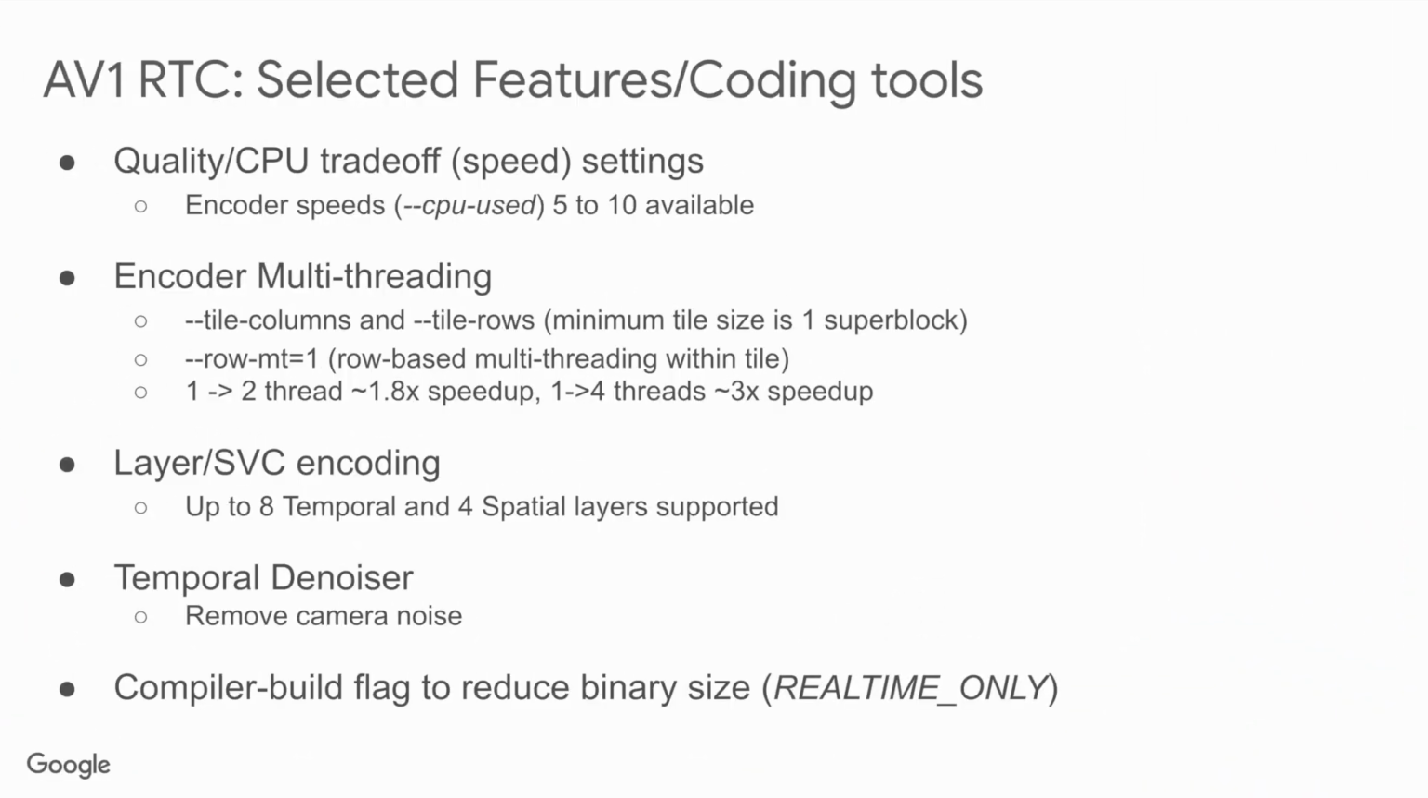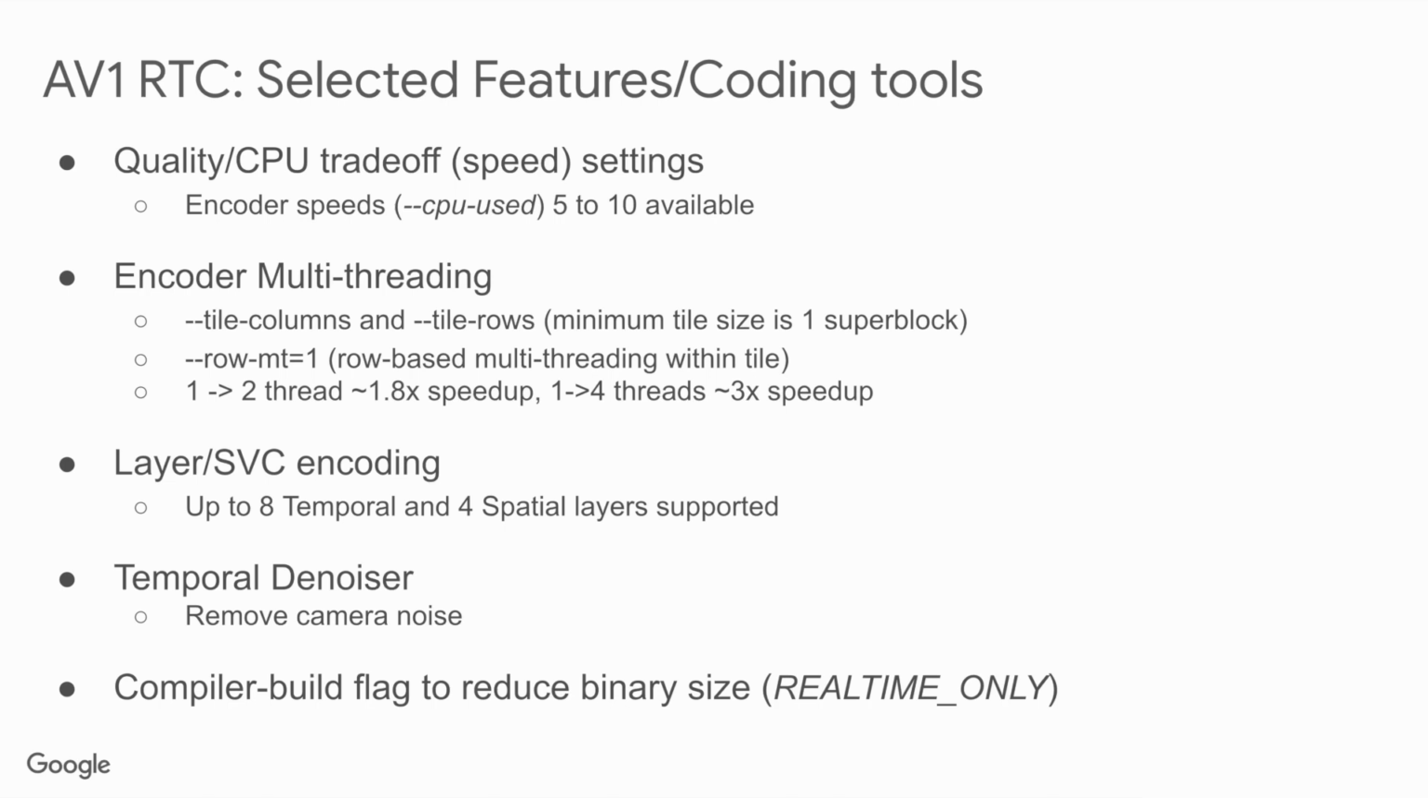Some of the main coding features and tools we use for RTC. The first is a quality CPU trade-off setting that we call the speed setting. It's denoted by CPU used in the command line. And the range for RTC is 5 to 10, speed 5 to speed 10, with the higher speeds being faster encoding, but lower quality. Another feature I want to mention is, of course, encoder multi-threading.